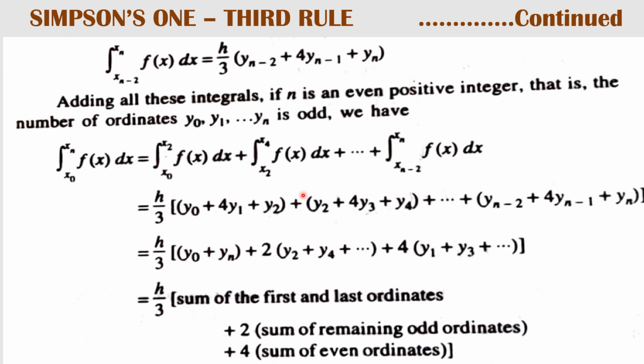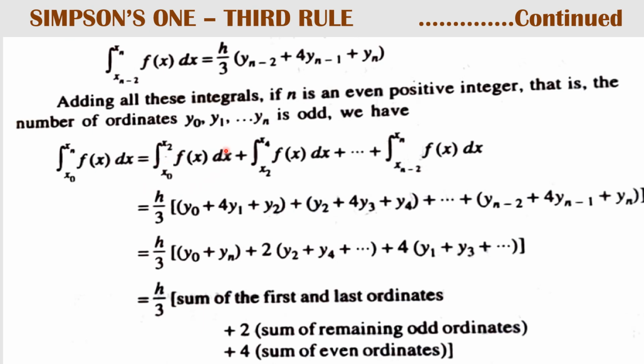This I am going to do in this equation. So let us see what will be the answer for the last integral, that is the integral xn minus 2 to xn of f of x dx. You will be getting this value. When you add all these integrals, you started with x0 to x2, x2 to x4, something like that. So the number of ordinates y0, y1, up to yn is odd. We have the integral x0 to xn as our original integral, and this we divided into a number of integrals like x0 to x2, x2 to x4, etc., up to xn minus 2 to xn.